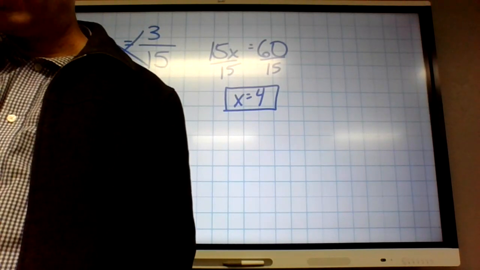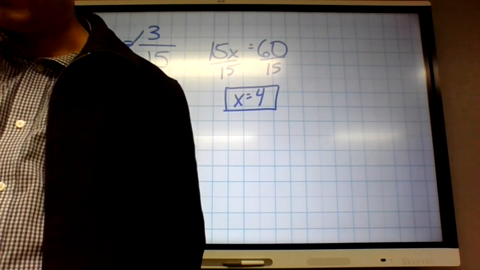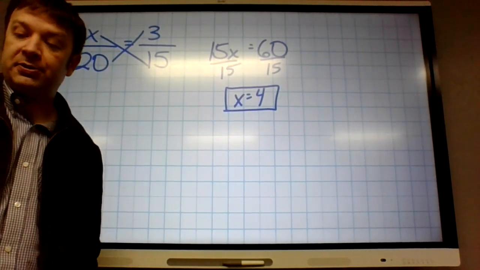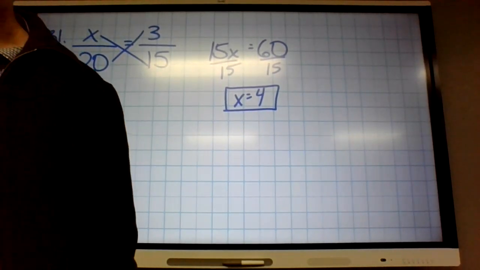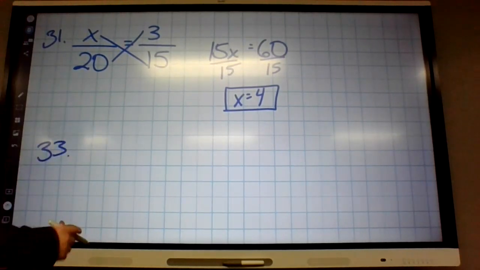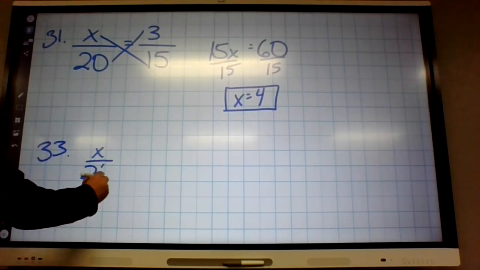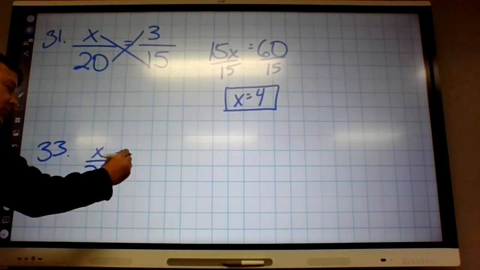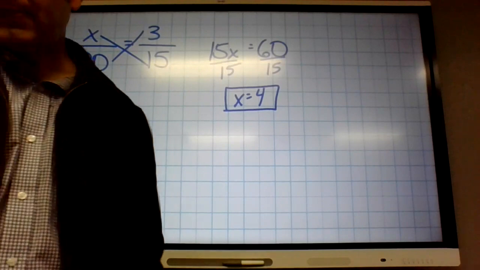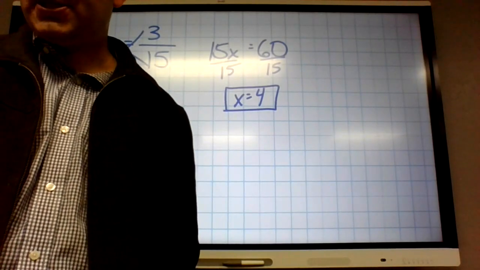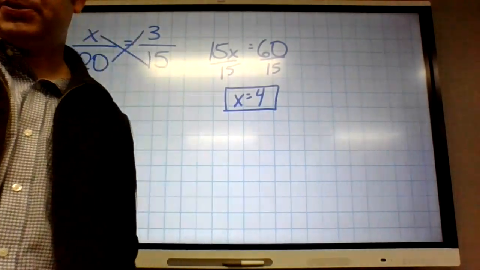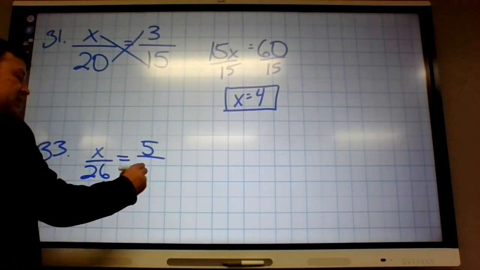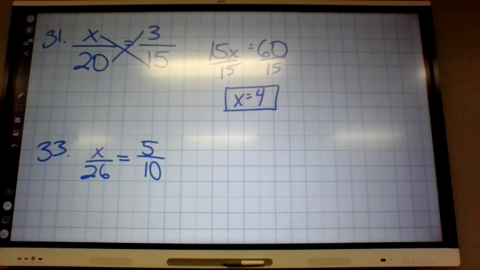So I'll call the perimeter of triangle DPQ my X. And they say that the perimeter of triangle HIJ, the larger triangle, is 26. So I'll go X over 26. So that's the little triangle perimeter to the big triangle perimeter, equals. Then it says JK is 10 and QR is 5. Well, QR is the little triangle, so I go on top. JK is the big triangle, I go on bottom.